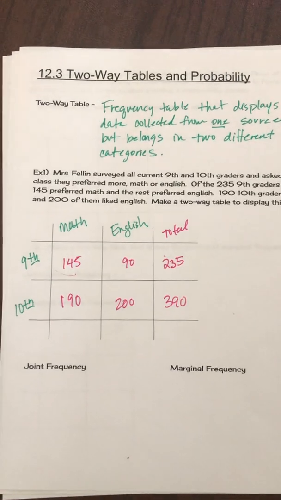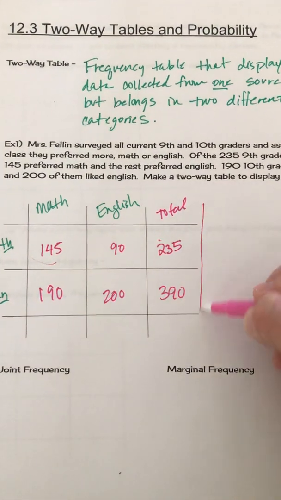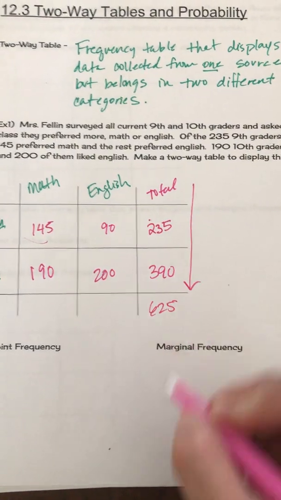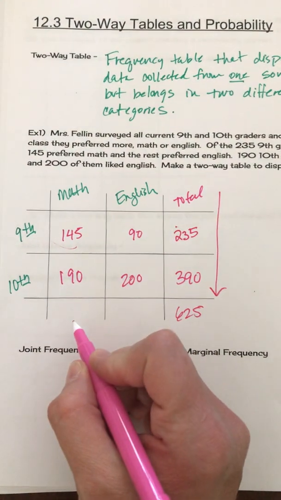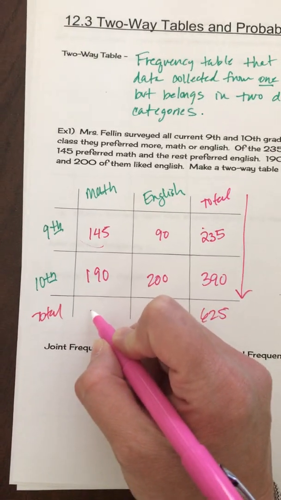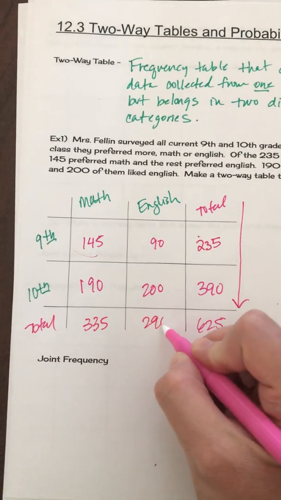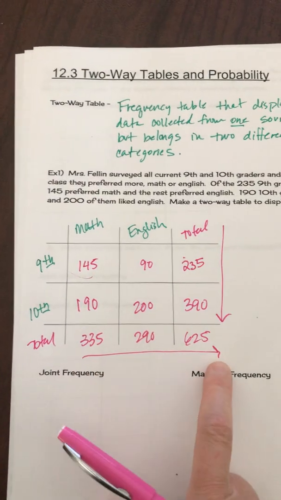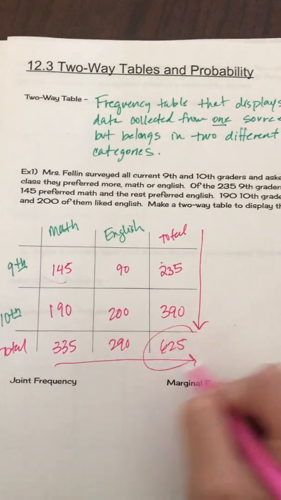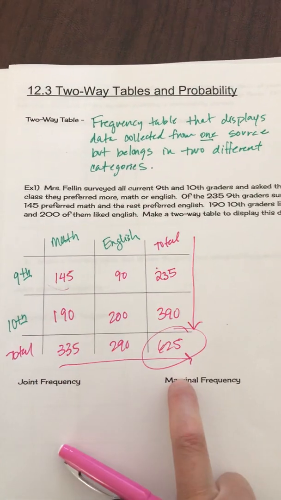Now this last row is going to give our totals. I'm going to add the numbers going down. 235 plus 390 gives me 625. If I added just the people in the math column, I would get a total of 335, and in the English column, I get a total of 290. Also, if I added horizontally, these two numbers should add up to 625. So 625 represents how many people we surveyed in our entire survey. That's the total of everything.